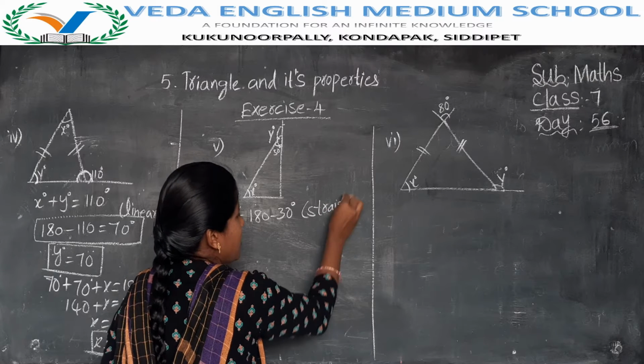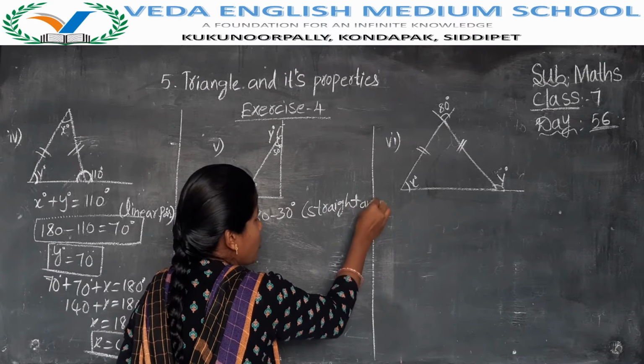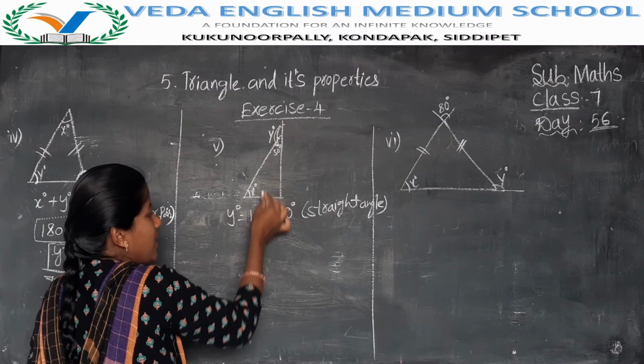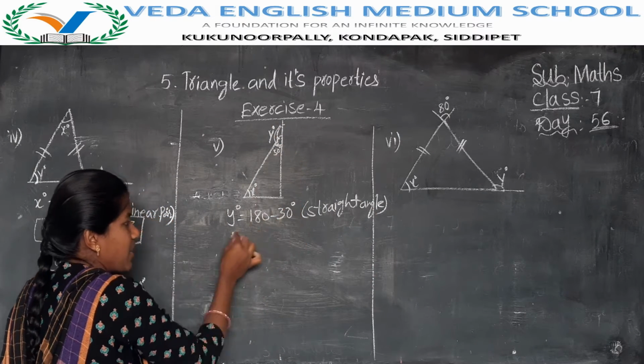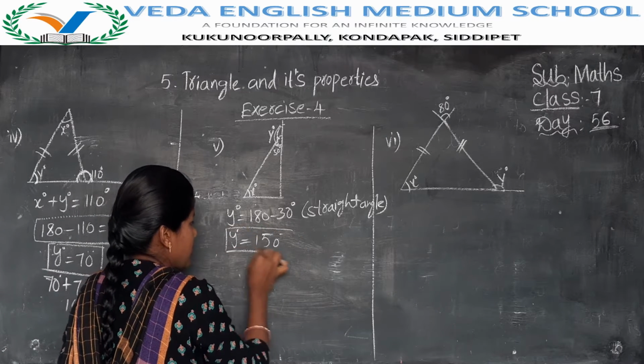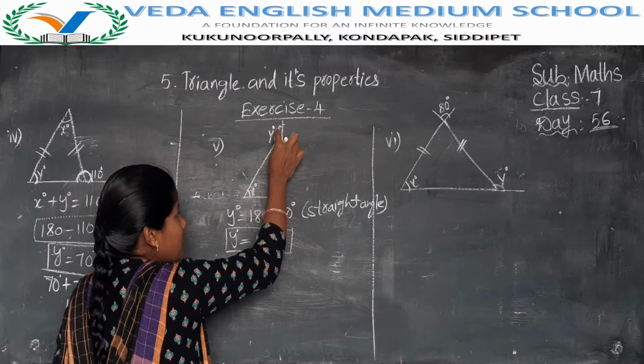A straight angle means 180, and here we have 30, so I subtract 30. So y is equal to 150 degrees. Now we got the value of y, that is 150 degrees.